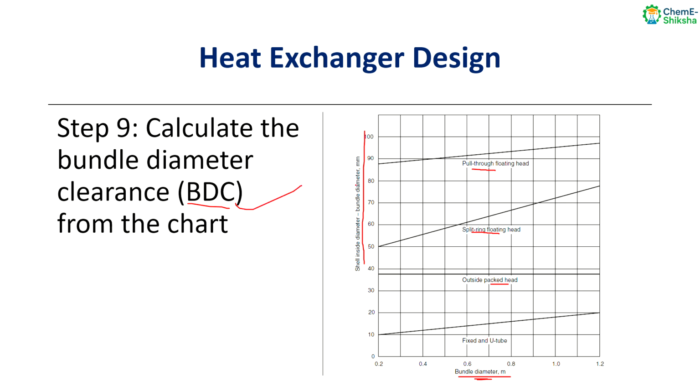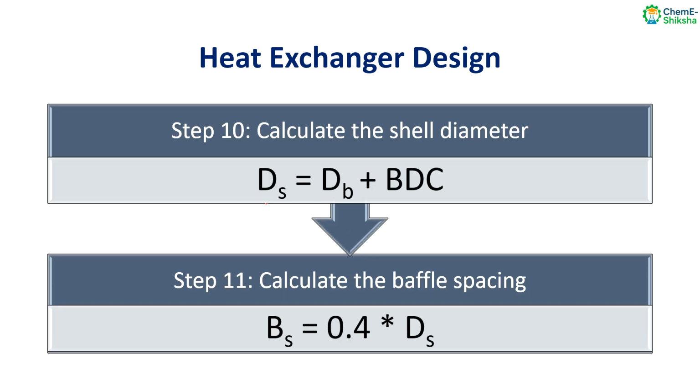So if we can calculate the bundle diameter and bundle diameter clearance, we can calculate the shell inside diameter, because we know that bundle diameter clearance is equal to shell inside diameter minus bundle diameter. So shell inside diameter Ds is equal to bundle diameter plus bundle diameter clearance. Using this equation you can calculate the shell inside diameter.